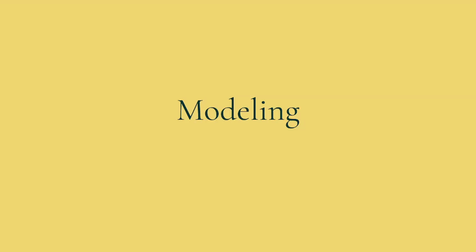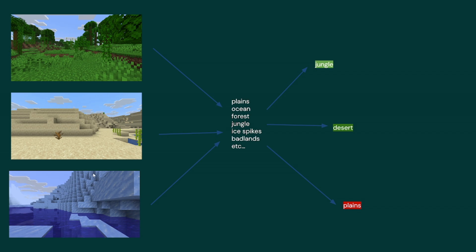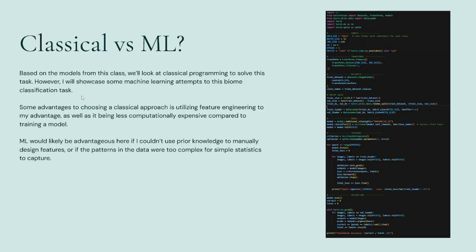I proceed with the modeling part of the project, and to start, the inputs for the problem will be the pictures of the biomes themselves, and the outputs will be the biome name. To optimize, I would like to optimize the information I can glean from these images, such as the features that I get. And the decision I have to make is take a classical approach or a machine learning approach. And based on the models from this class, I'm going to really look at the classical programming approach to solve this task. However, later I will showcase some machine learning approaches.